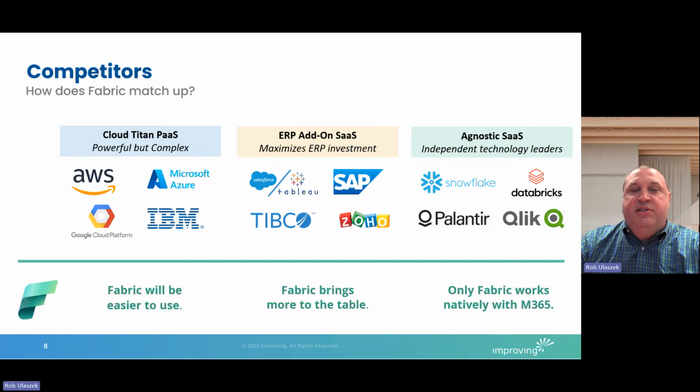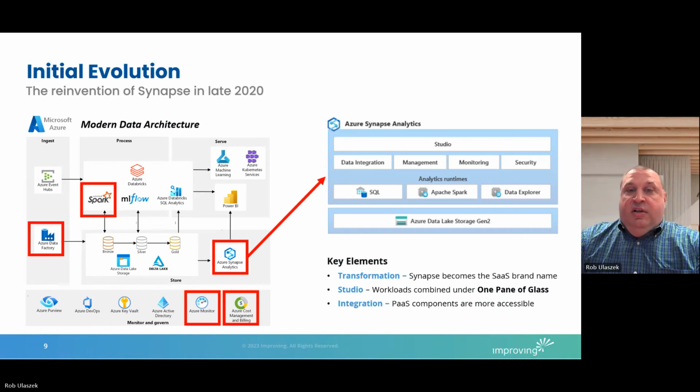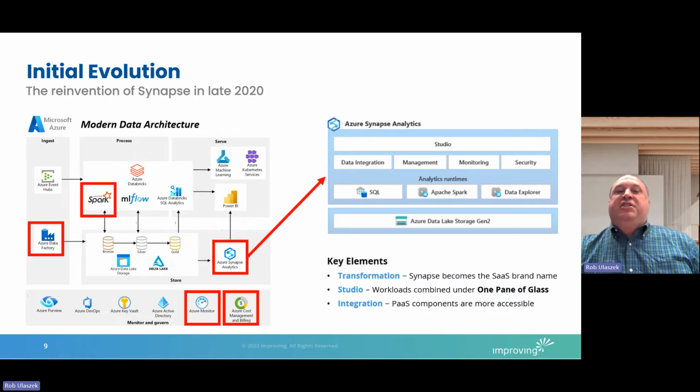An evolutionary process. The first evolution comes with the reinvention of Synapse. Azure Data and Analytics PaaS components have been around for many years, forming what Microsoft called their modern data architecture. This introduced modern concepts like the data lake, data factory, and Spark processing. One of these components that provided dynamic SQL pools was named Synapse Analytics. Microsoft liked the name so much, they used it as the brand name for their new SaaS solution.